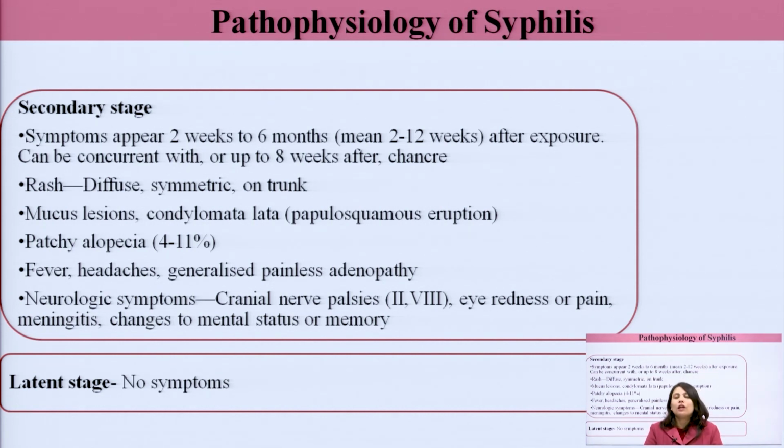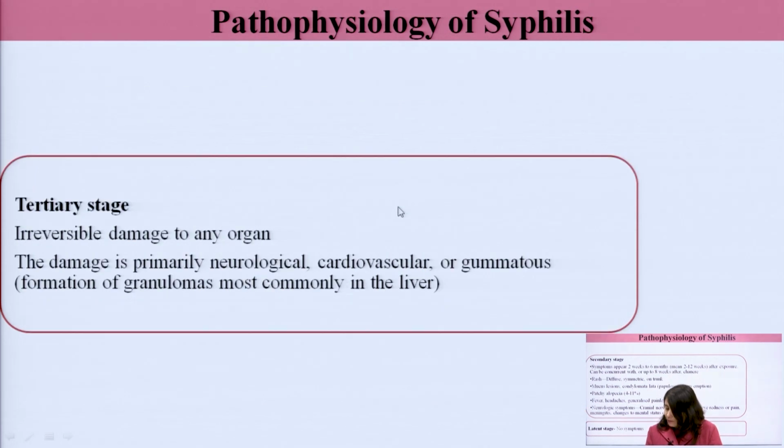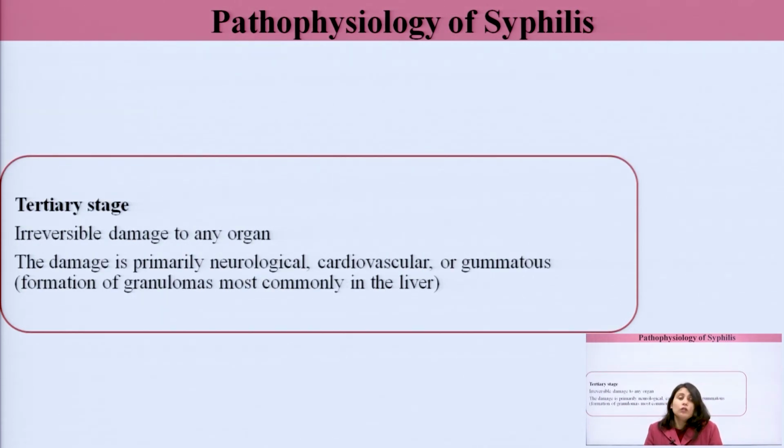In the latent stage, there are no symptoms because it is a dormant state. The tertiary stage, which I mentioned, is the most severe stage, where syphilis results in irreversible damage to any organ, because syphilis has moved to the blood, and from there it lodges infection in any organ. So the symptoms occur based upon the organ that is affected. If the organ affected is the liver, the symptoms will occur accordingly, and it results in irreversible damage. The damage is primarily neurological, cardiovascular or gummatous, that is, formation of granulomas, most commonly in the liver.